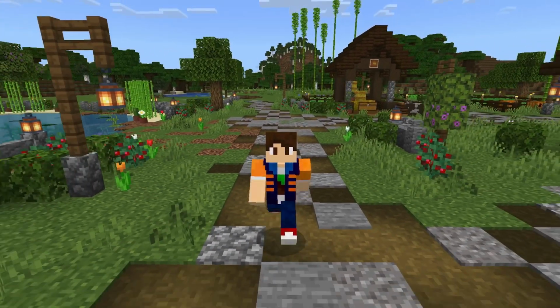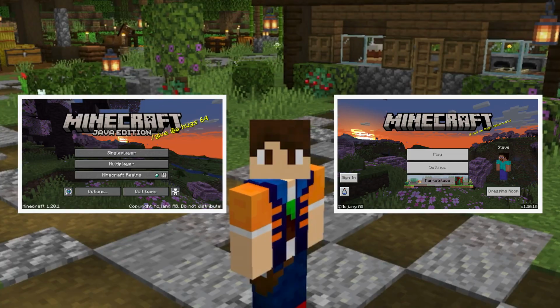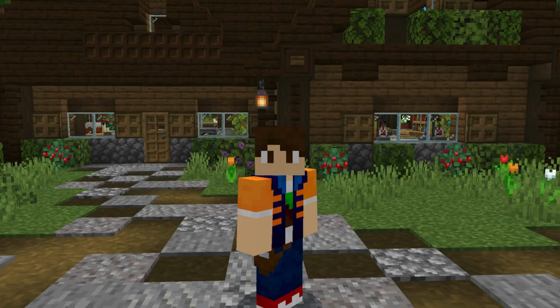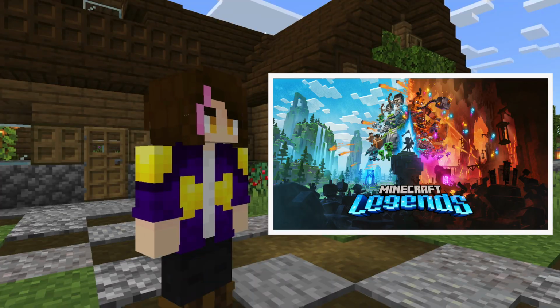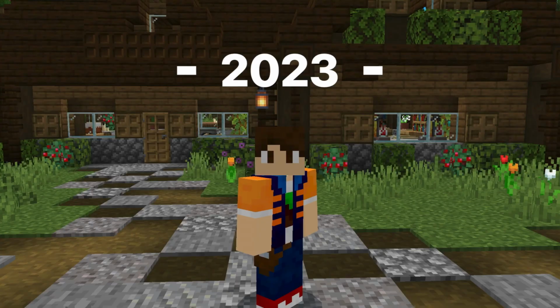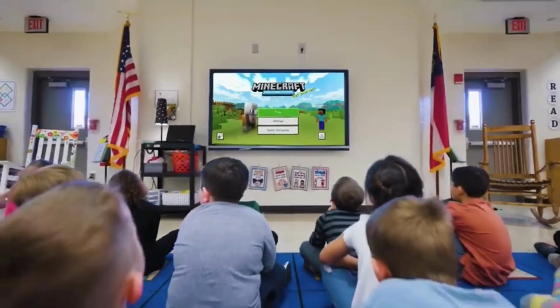If you've played Minecraft for a while now, you will know by now that there are two versions of Minecraft, Java Edition and Bedrock Edition. But did you know there's actually a third version of Minecraft? Is it Dungeons? No. Is it Earth? No. Legends? No. Story Mode? Shut up.